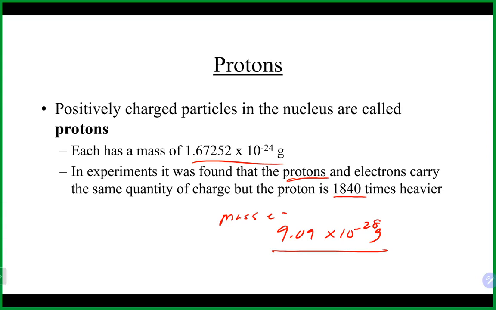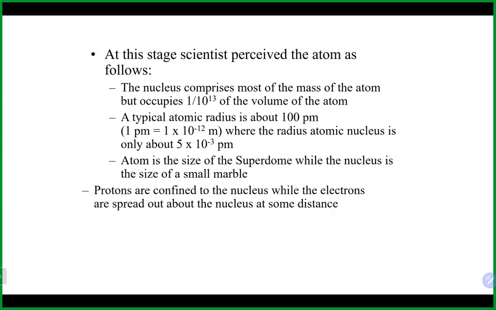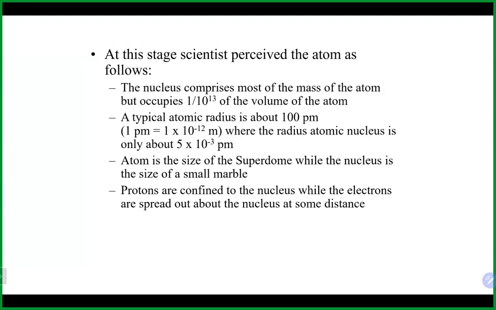That also lends credit to Rutherford's idea that most of the mass of the atom is the nucleus, because that is where we find our protons. And each proton in the nucleus is about 1,800 times or so heavier than any electron flying around in that empty space. So at this stage, people perceive the atom as, although the atom is really small, the nucleus comprises most of the mass of the atom, but it's a really small volume of the actual atom.